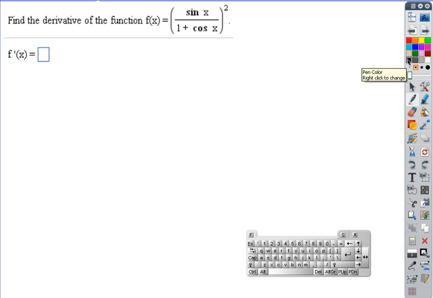So f prime of x. Now, outermost level, what is that? Power. We need our derivative papers.